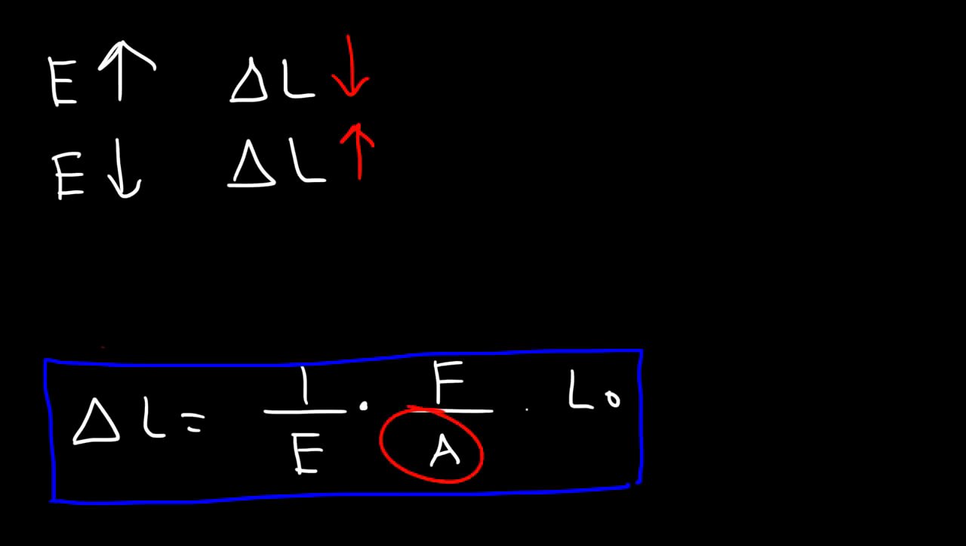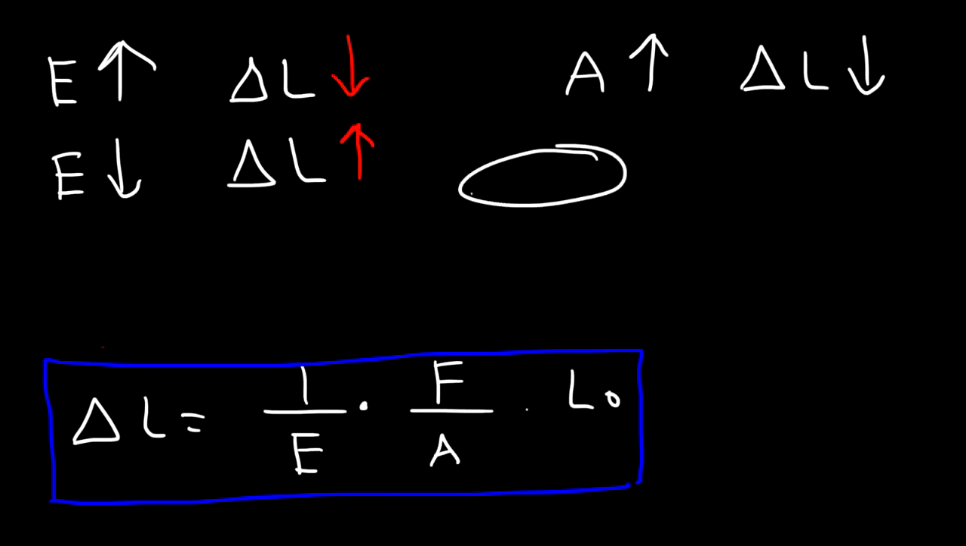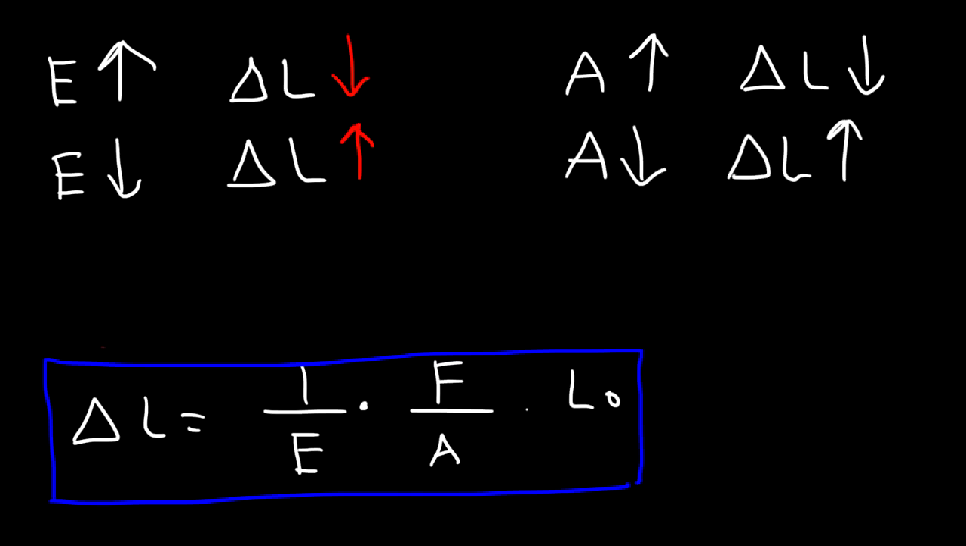Now the area is also in the bottom of the equation. So the area is inversely related to delta L. If you increase the area of a substance, the change in length will decrease. As we mentioned before, if you have a very large object, it's going to be hard to stretch or compress it as compared to a very thin object. It's much easier to stretch or compress a thin piece of metal, but a very large, thick piece of metal is harder to stretch or compress. So if you decrease the area, you can easily increase the material's response to an applied stress.